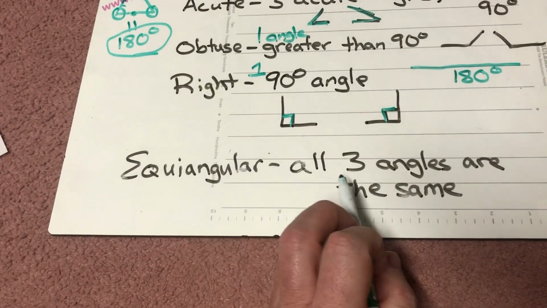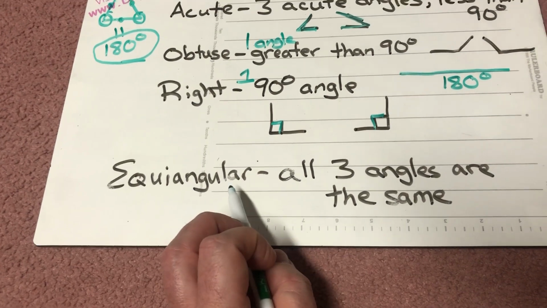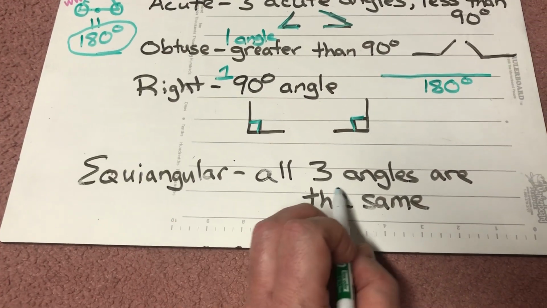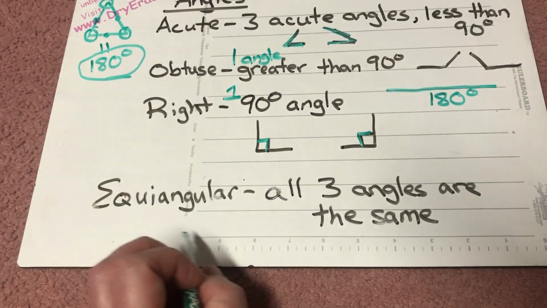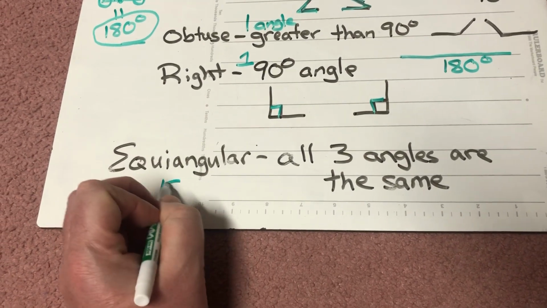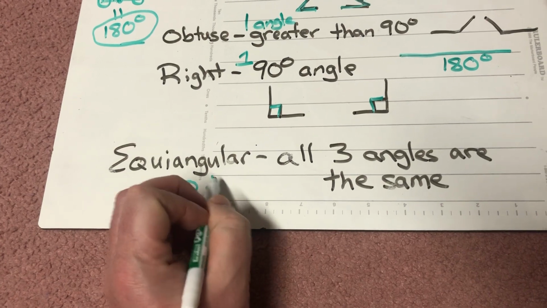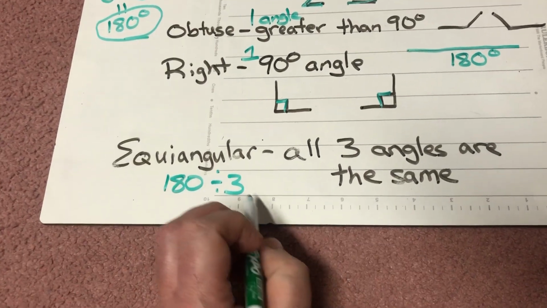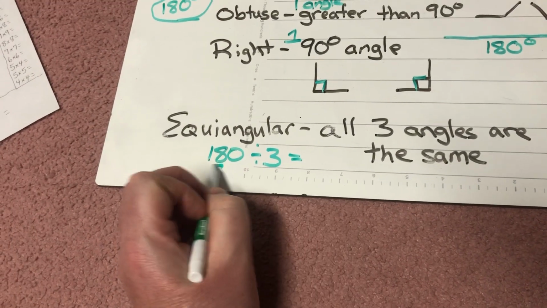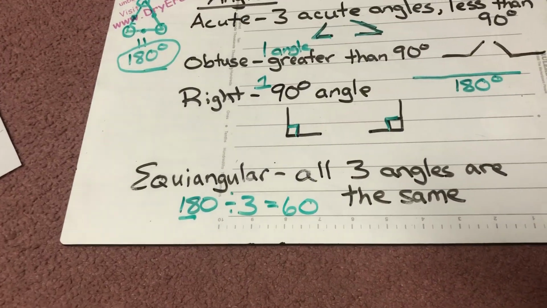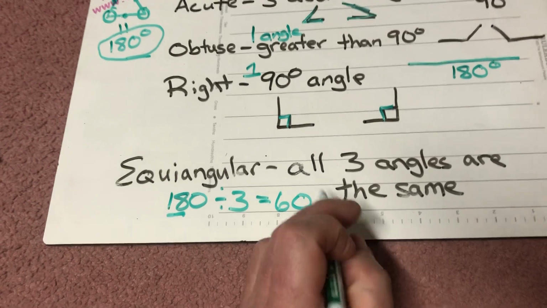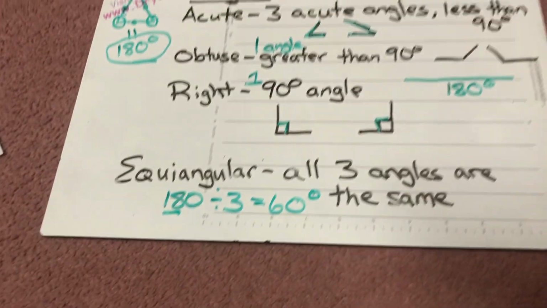You will also have equiangular triangles, in which all 3 angles measure the same. So you can think, if the total is 180 degrees and they're all the same, you could do 180 divided by 3. 18 divided by 3 is 6. Add the 0. All 3 angles in an equiangular triangle are 60 degrees.